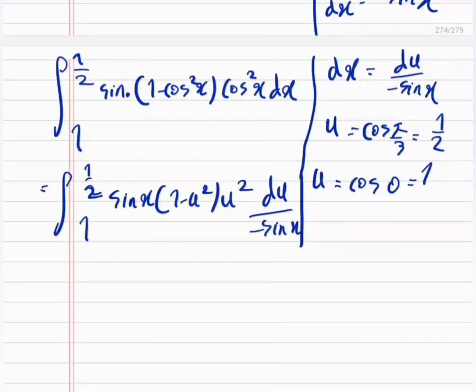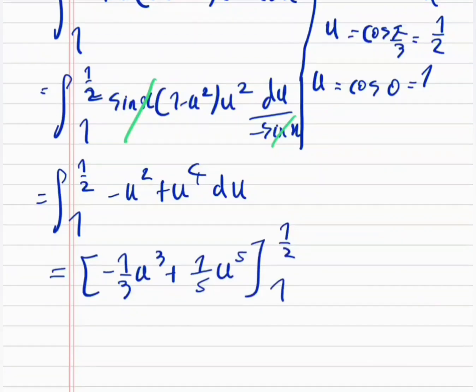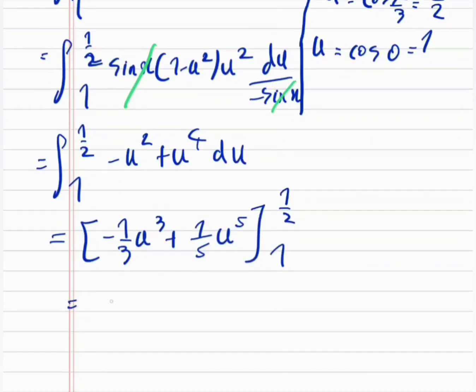Okay, so now we have some simplification. Sine x cancels out with this sine x, and we'll have a negative, and so let's expand the bracket. So we are going to get minus u squared plus u to the power of 4 du. Okay, now this is a very simple integration. So we get minus 1 over 3 u cubed plus 1 over 5 u to the power of 5. And now we substitute the limits. And after substitution, we'll get 47 over 480.